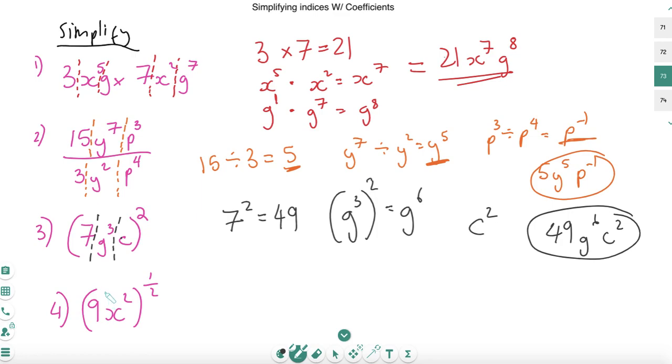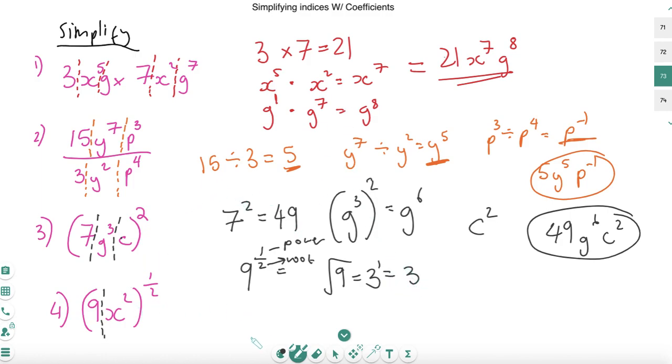I'm going to do the same thing. I'm going to separate my coefficients from the variable. So 9 to the power of 1/2. Remember from the last section, we root by the bottom and we power by the top. So 9 root 2, which is basically the square root of 9, which is 3. And we're going to power that by 1, which is just 3.